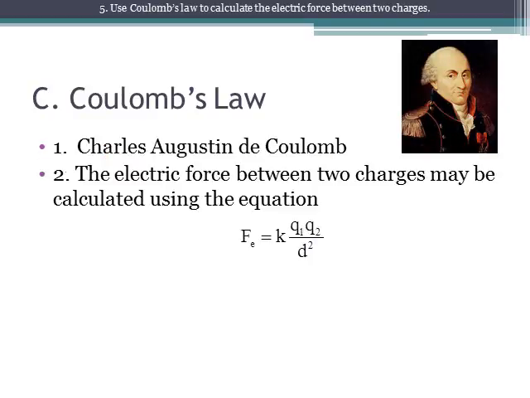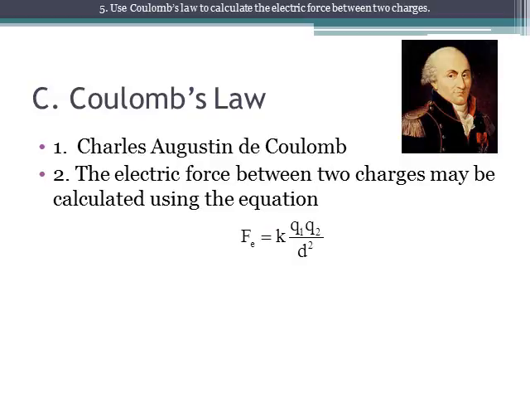So what Coulomb discovered was that there's an equation for the electric force between two charges. And it's calculated like this. We have this equation, Fe equals K times Q1 times Q2 divided by D squared. Notice the similarity of this equation to Newton's law of universal gravitation. It's the exact same format. In fact, in the next video in this lesson, it's just going to be used to compare these two equations and to see the similarities and differences between them.